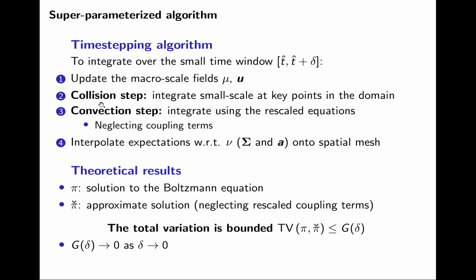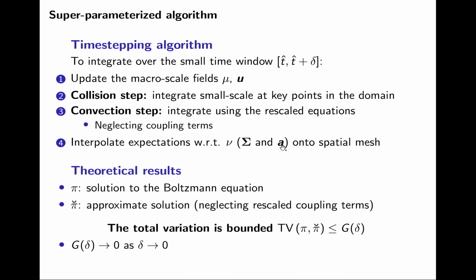And this is a two-step process. The first is the collision step, where at these key points in the domain, we just apply some discrete element method to model the small scale floe-floe interaction for sea ice. And then the second step is this convection step, where we're integrating these rescaled equations, which includes the relaxation term, which basically says the DEM must somehow be similar in some way to the macro scale solution.